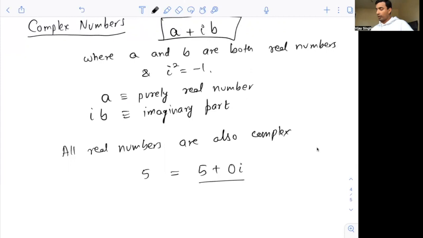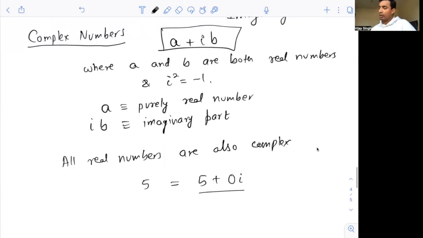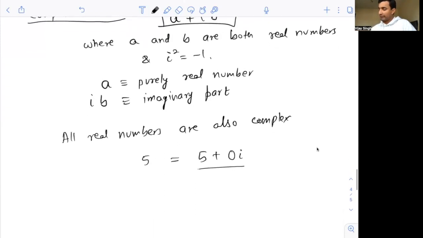But this form of a number is a complex number. 0 is of course a real number. 5 is a real number. i is imaginary. So this form, 5 plus 0 times i, is the same form as a plus ib, where a equals 5 and b equals 0. So all real numbers are also a part of the larger set, which is called complex numbers.